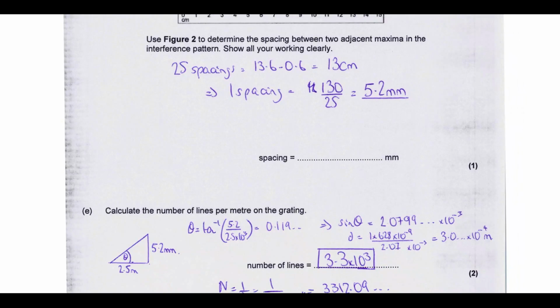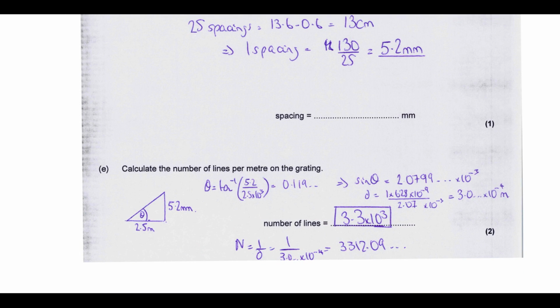Then calculate the number of lines per meter on the grating. This was very depressing to mark because for some reason people just flipped over 5.2 millimeters and gave that as their answer. No. So first of all, what you need to do is work out what the slit spacing is.